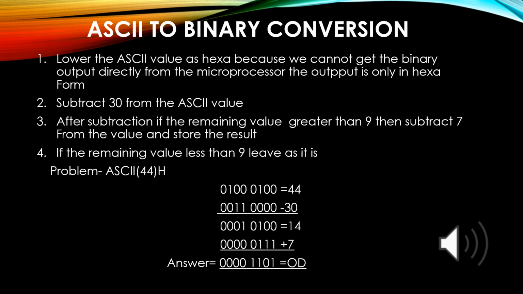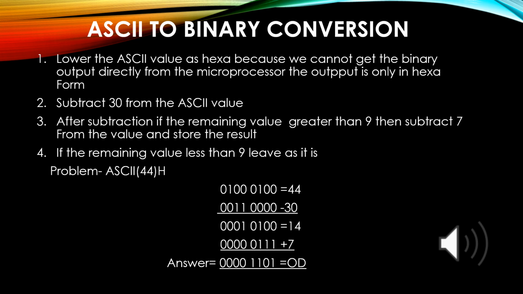ASCII to binary conversion. Load the ASCII value as hexa because we cannot get the binary output directly from the microprocessor. The output is only in hexa form. Subtract 30 from the ASCII value. After subtraction, if the remaining value is greater than 9, then subtract 7 from the value and store the result. If the remaining value is less than 9, leave it as it is.